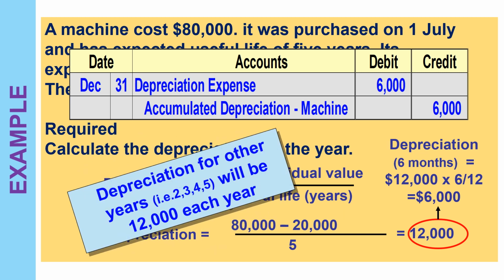Remember that the first year depreciation is 6,000, but in all the other years, the other 4 remaining years of the asset, the depreciation will be 12,000 because the asset will be used for a complete year in each of those other years. It is only the first year that the asset depreciation will be different.